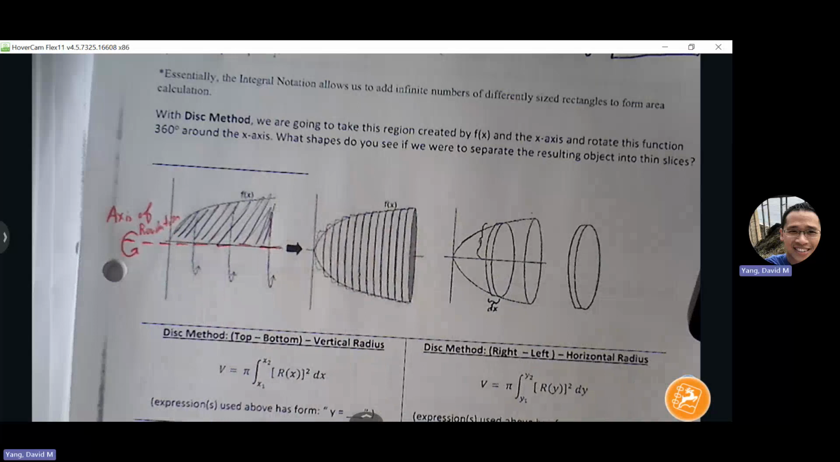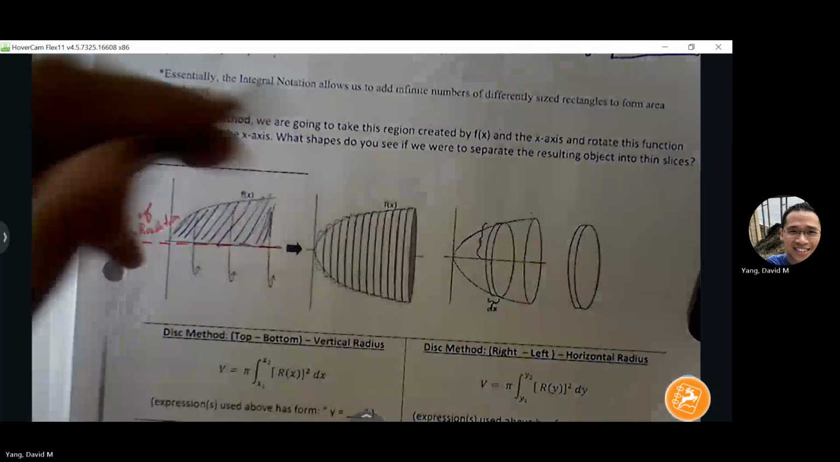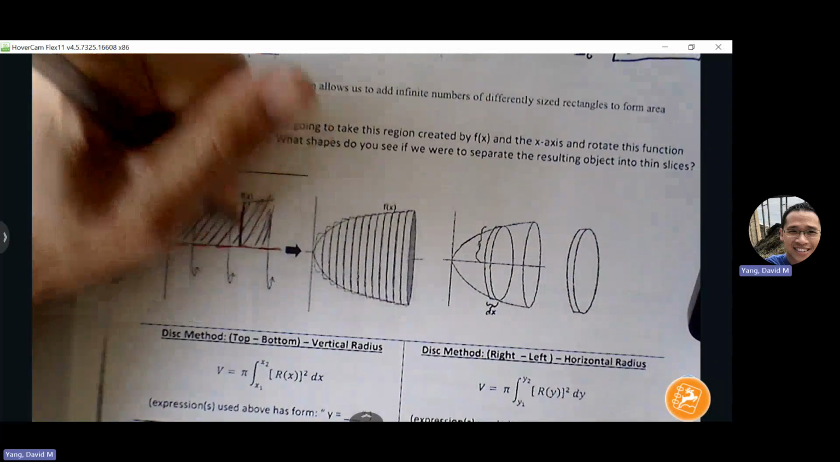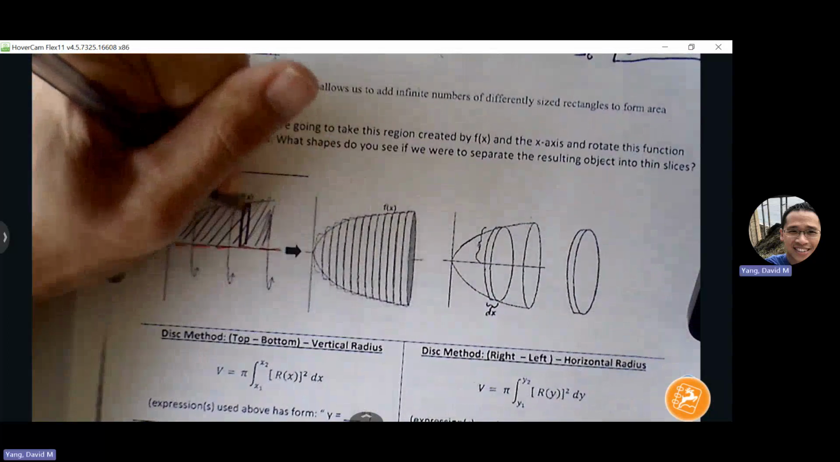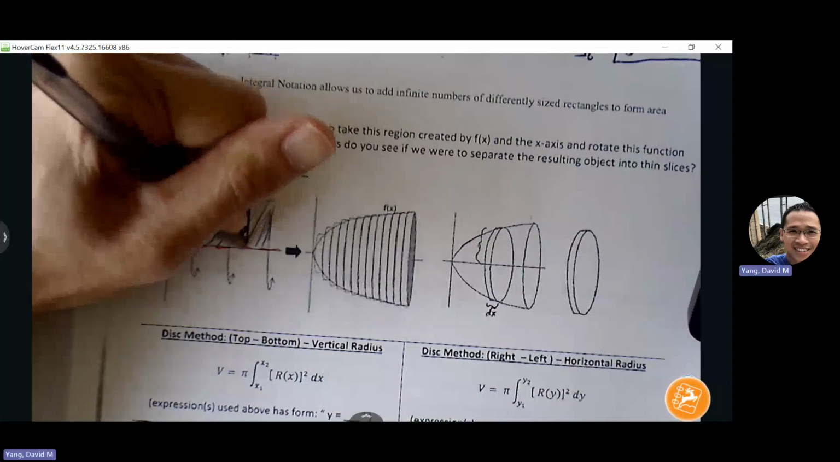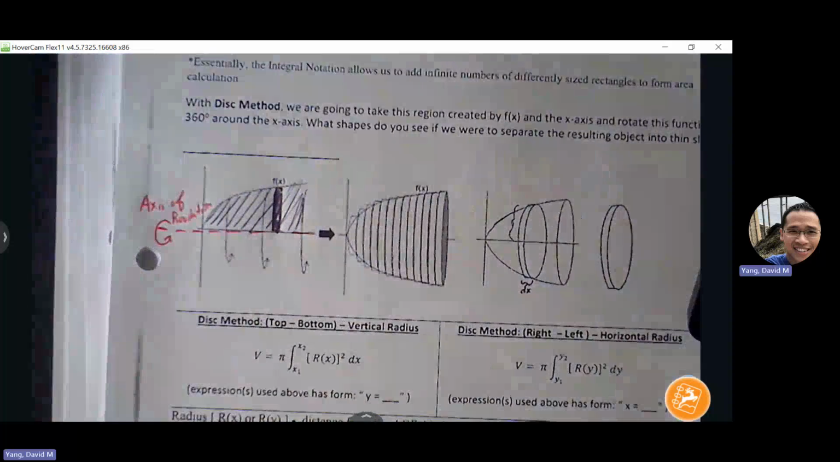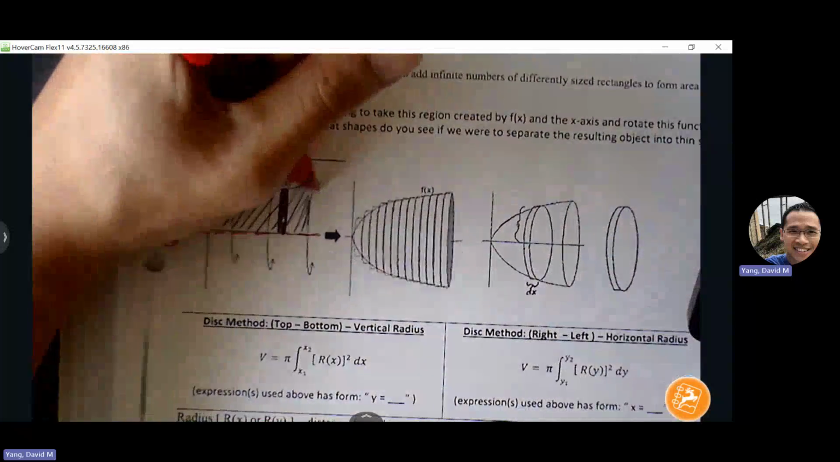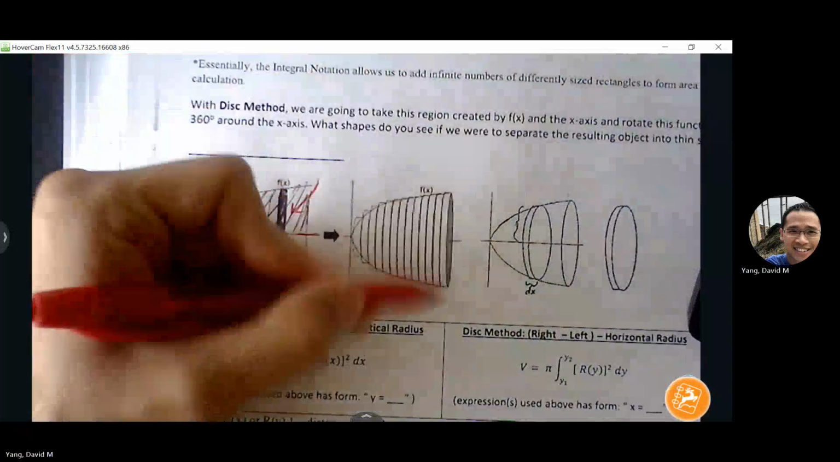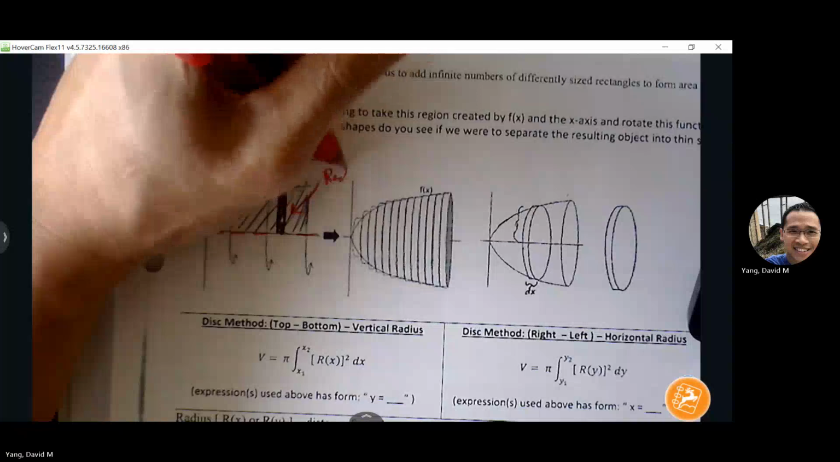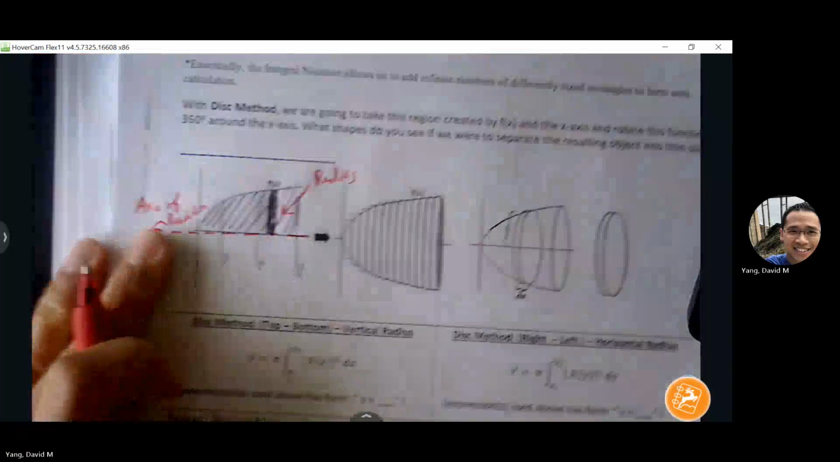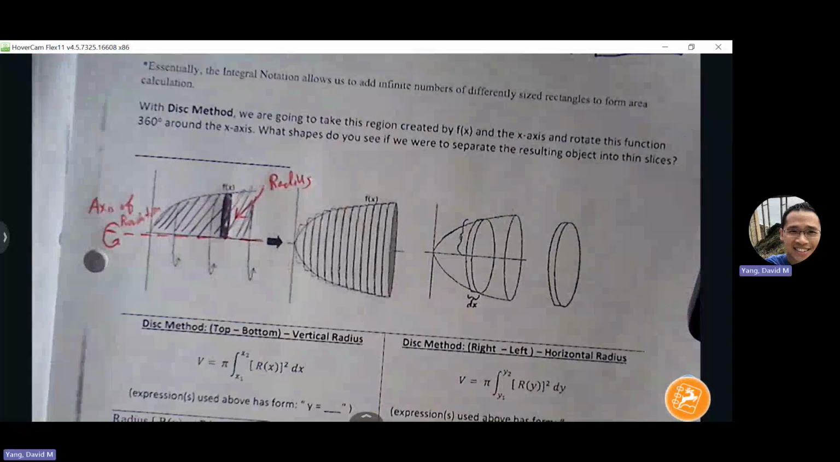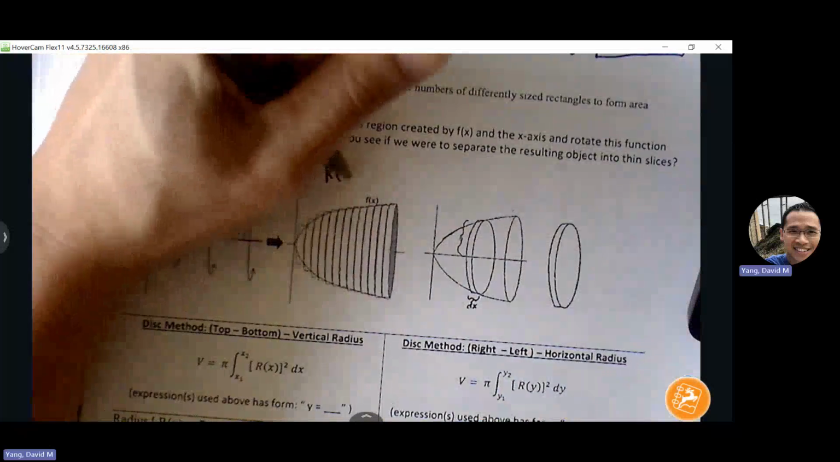You guys see that? So we're still going to create this height between the graph and the x-axis. But now, instead of this representing the height of a rectangle, we're going to let this represent the what of a circle, the radius, yeah. The radius of these circular discs, which I'm going to call big R of x.